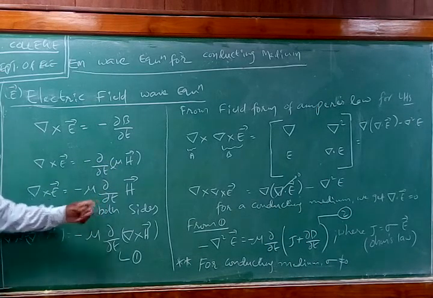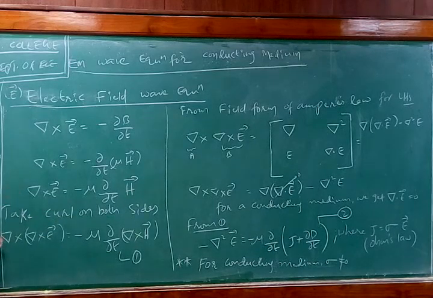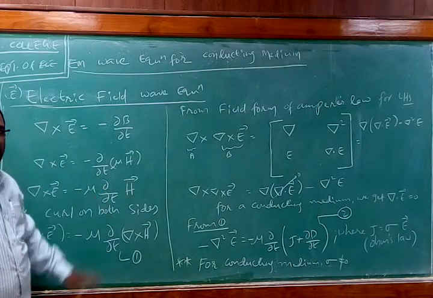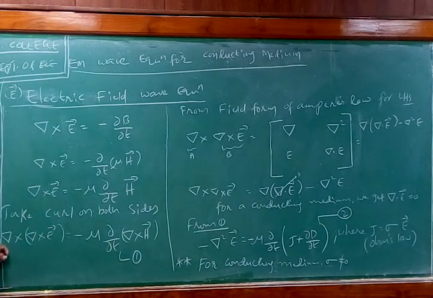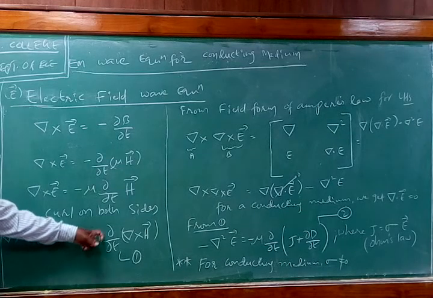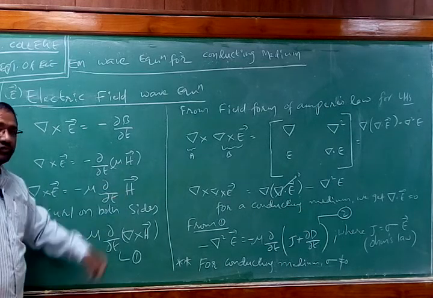Now we will take curl on both sides. That means taking curl on both sides, just simply apply the curl operator, del cross. Simply apply del cross to the LHS as well as to the RHS. So if you apply curl on both sides, what can we have now? Del cross E is equal to minus mu dou by dou t of del cross of H.